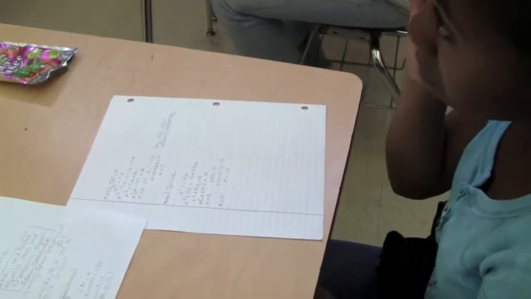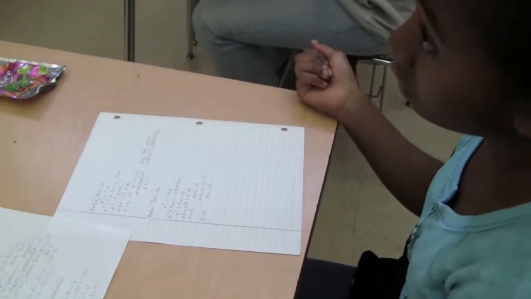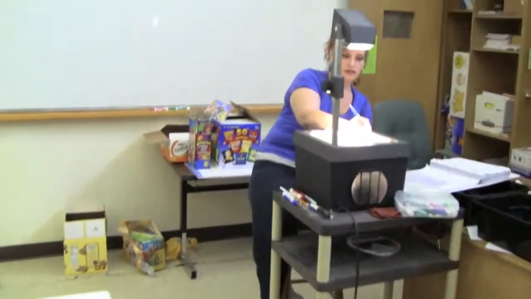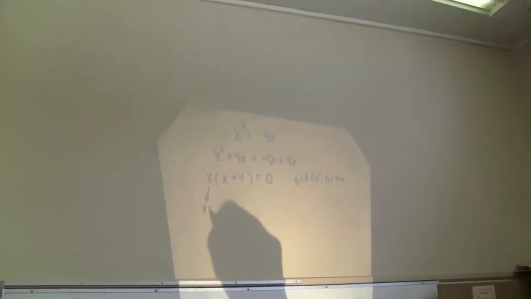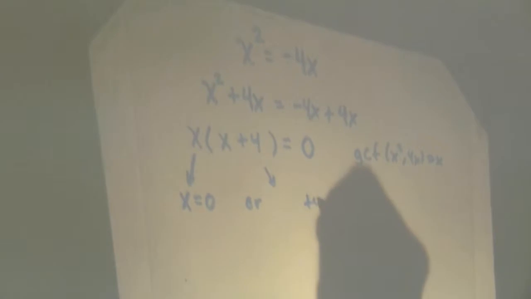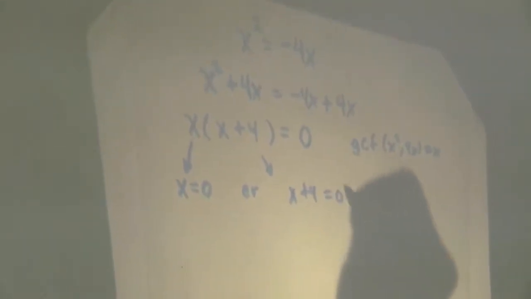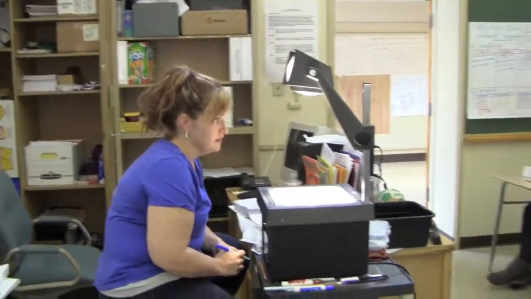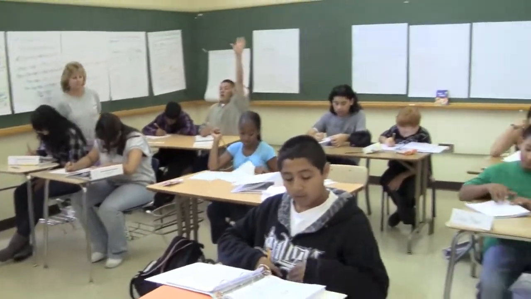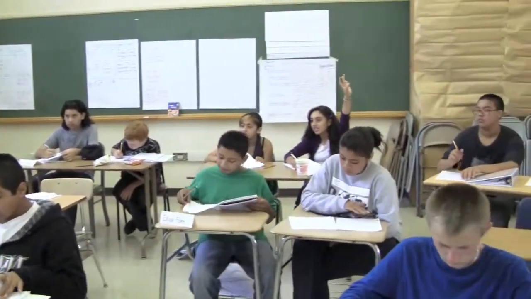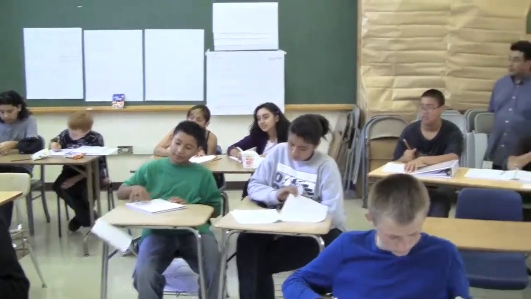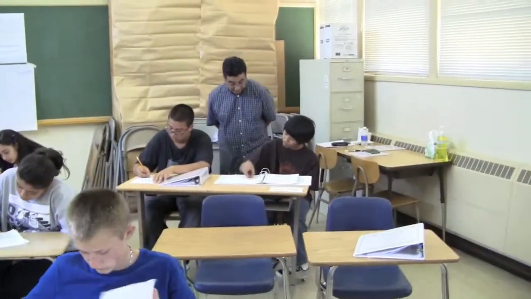So now we have it in factored form. What are we going to do now? We're going to set each factor equal to 0. Very good. Either x equals 0 or x plus 4 is equal to 0. Now what property allows that? Naya? If you need to, look in your notes from today. Zero product property. Very good. So make sure you write that in your notes. Zero product property.